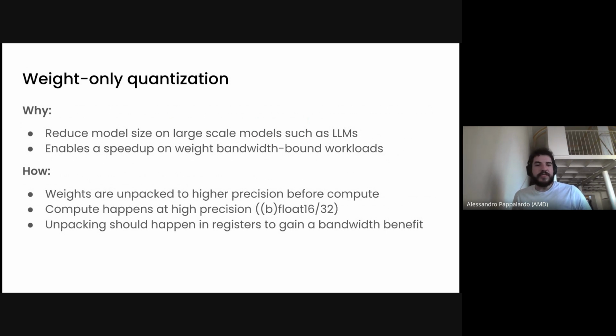And the way to do so is to take these low precision weights and unpack them to higher precision so that they can be used for the actual compute part, which is typically some high precision floating point format, and with high precision, I mean either a 16-bit or a 32-bit format. And to take advantage of the bandwidth savings, obviously you need to do this unpacking as close as possible to the high level of your memory hierarchy, let's say, so in registers or something equivalent, depending on the architecture.